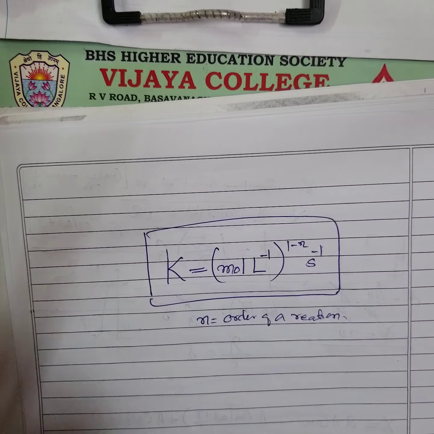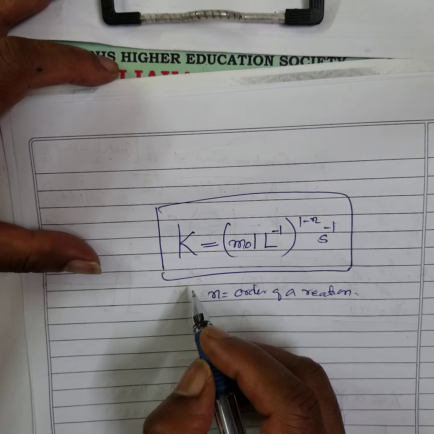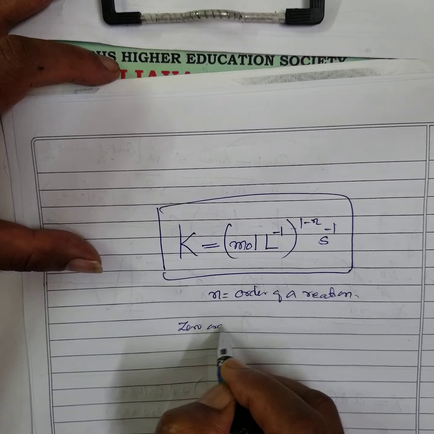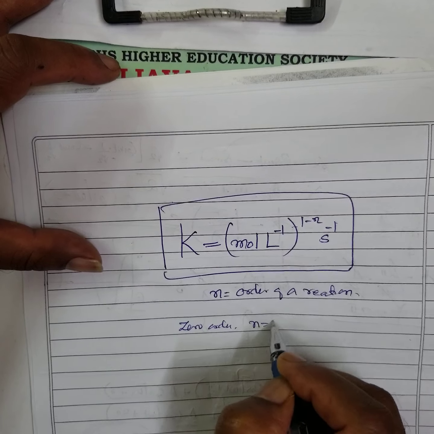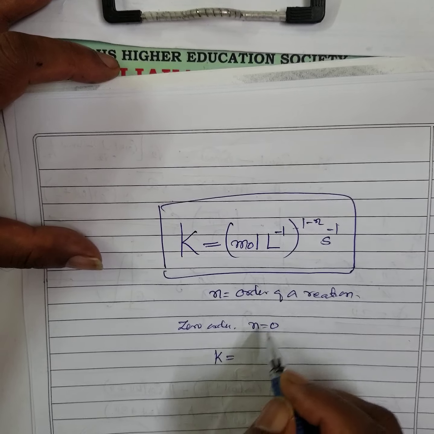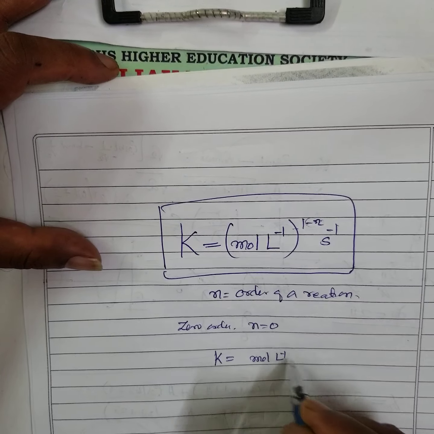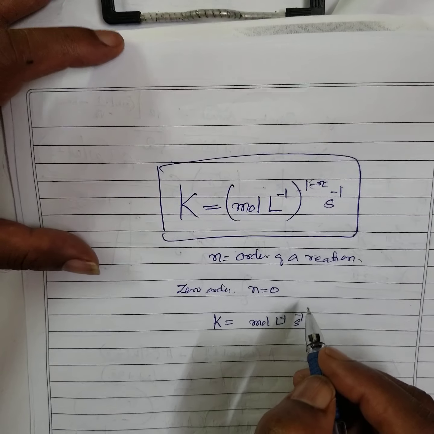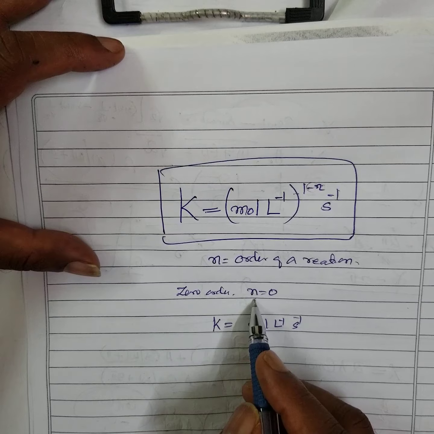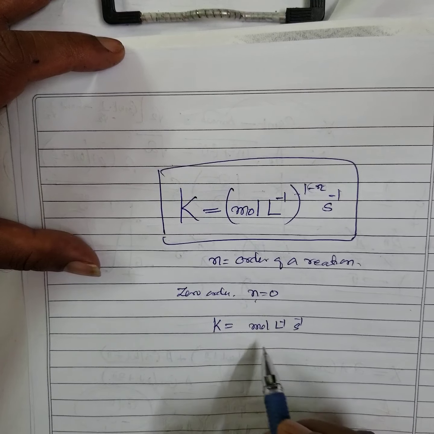For a zero order reaction, n is equal to 0. In such a case, the unit of K is mole per liter per second. Therefore, for a zero order reaction, this is the unit.